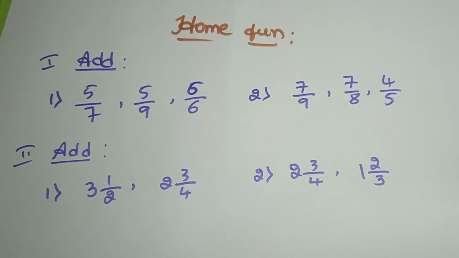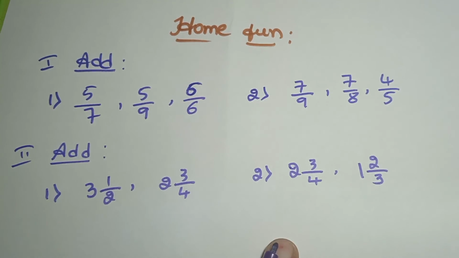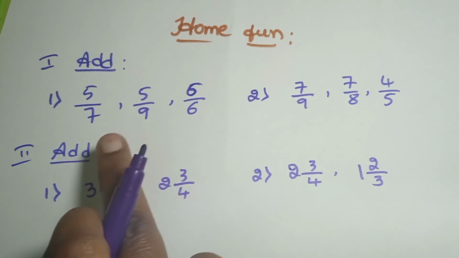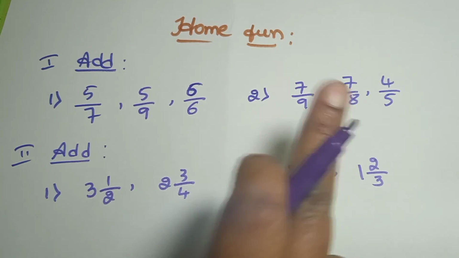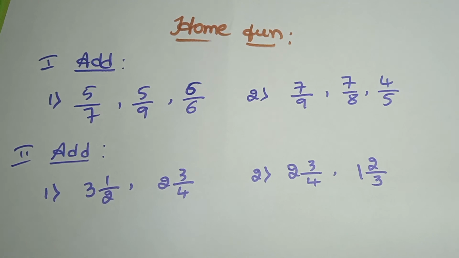Now let us go for home fun. Okay. Only addition concept, children. Here I have given two problems. Okay. This is about mixed numbers. Addition of mixed numbers. You have to convert into improper fractions, proper and improper fractions. Then only it is possible to add these fractions. Okay. Here it is very easy. You should take the LCM directly and then solve the problems. Okay. Add the problems. Okay, children.